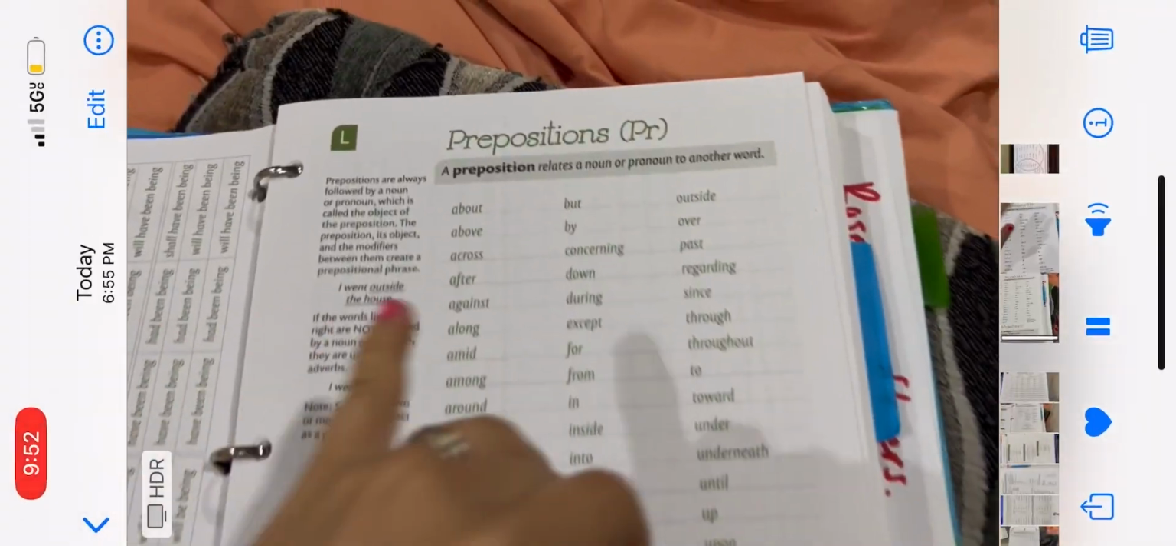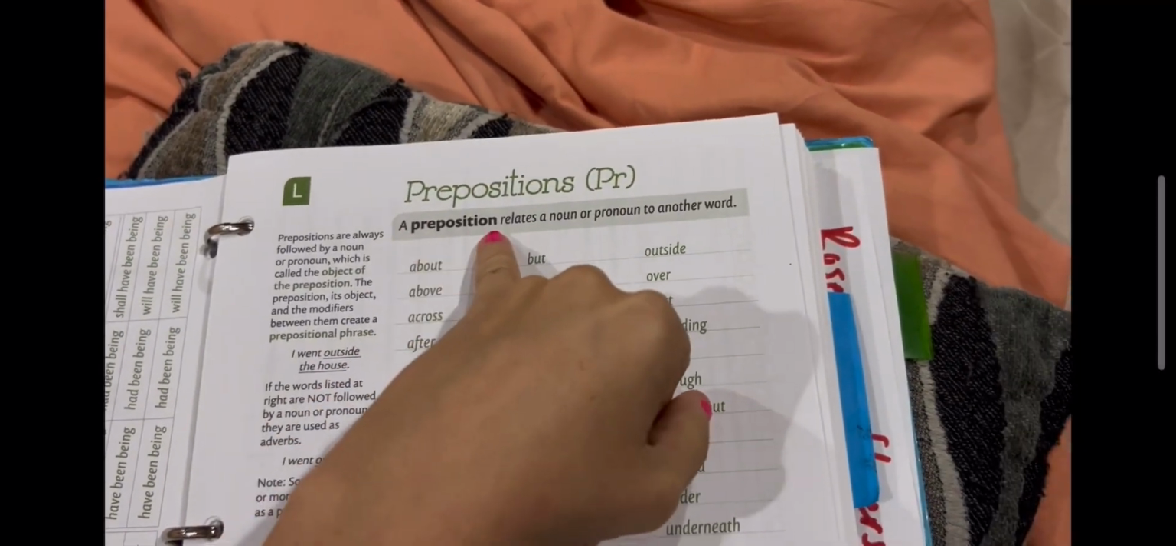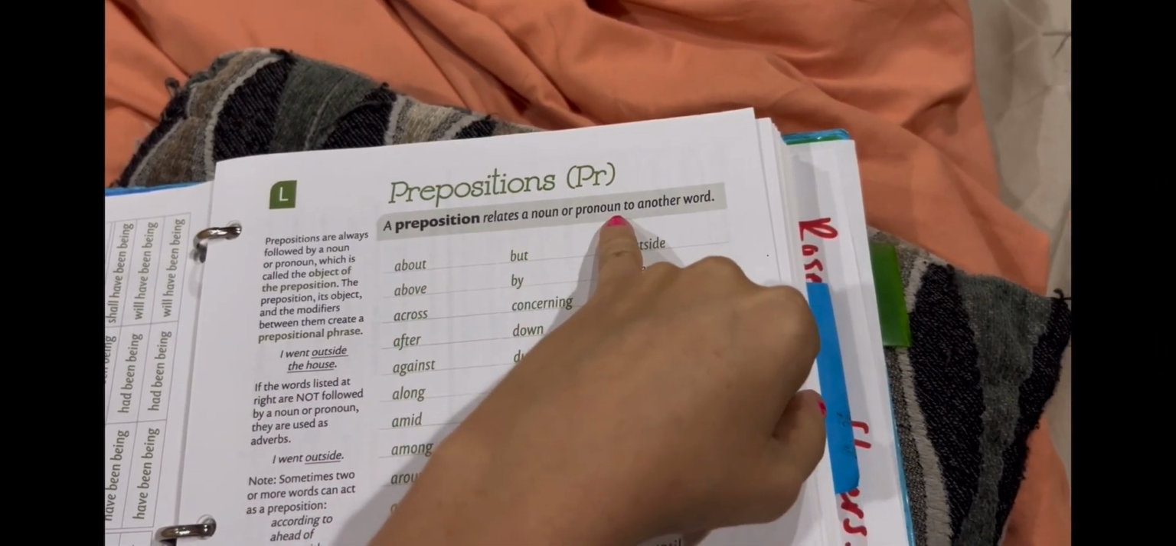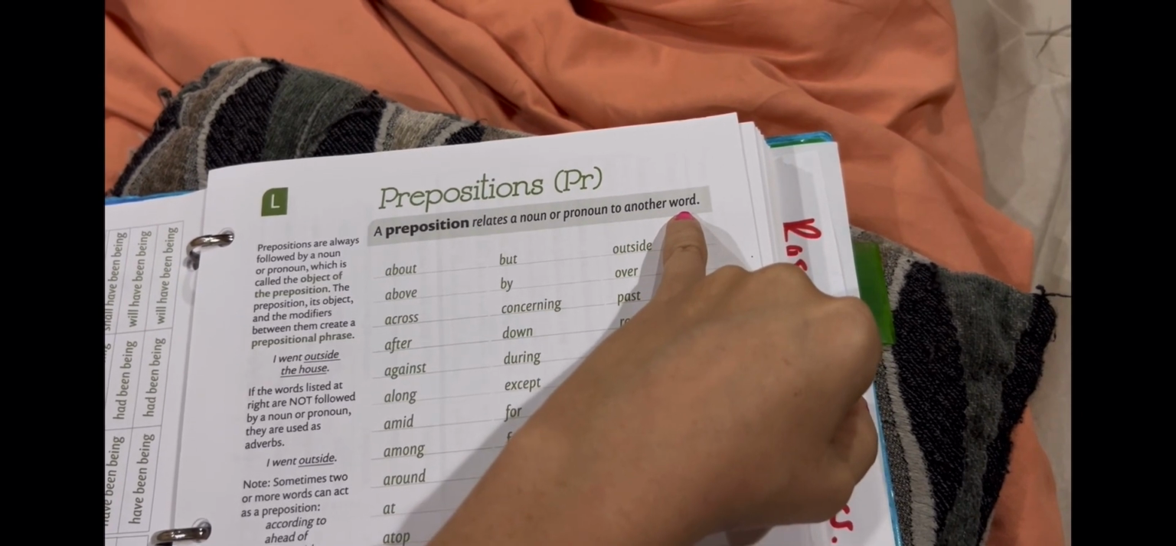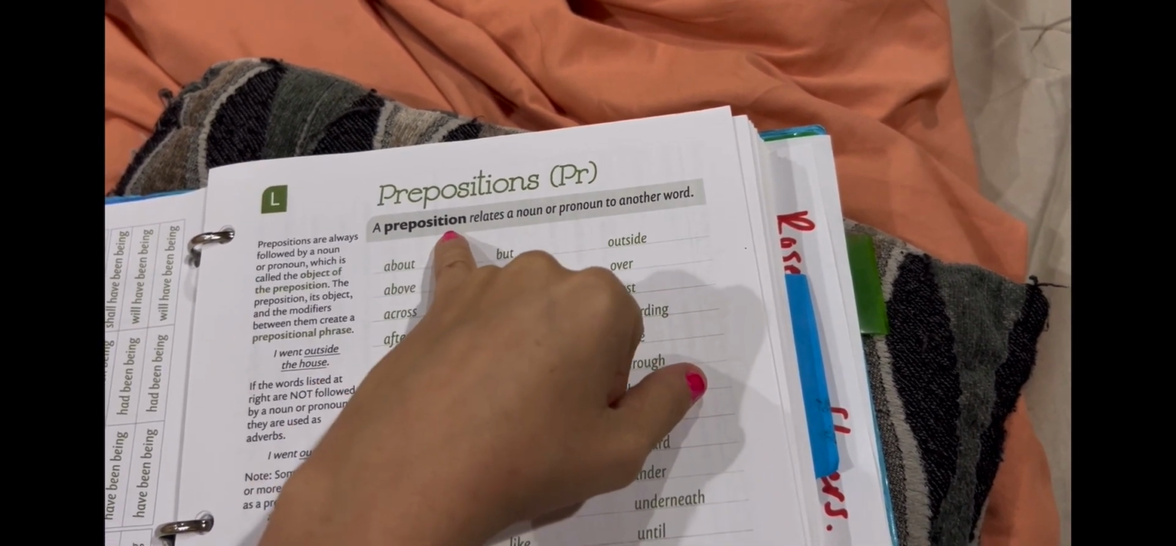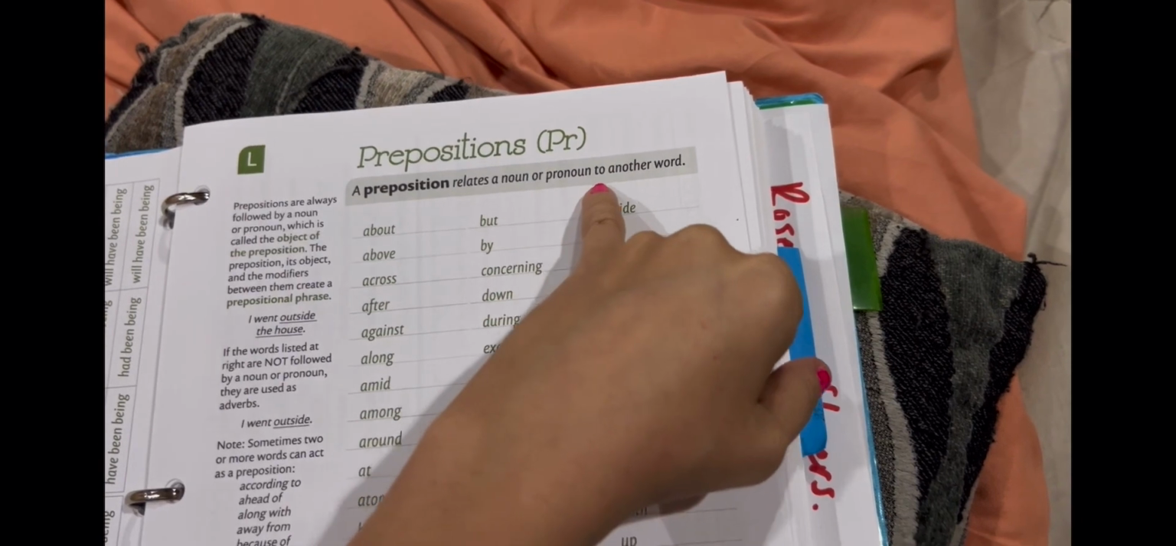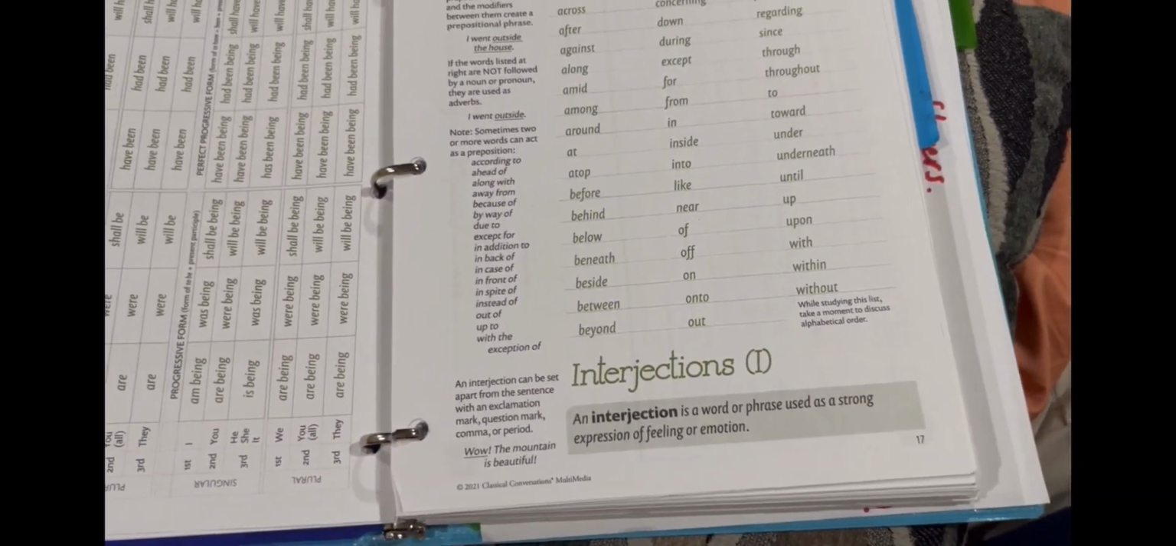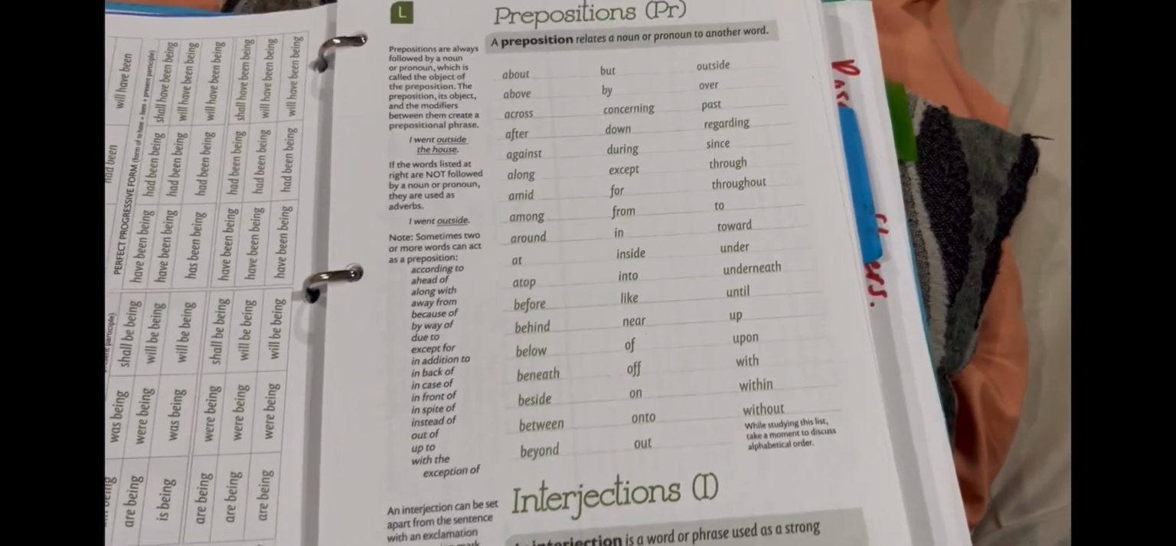Chart L. A preposition relates a noun or pronoun to another word. A preposition relates a noun or pronoun to another word. But, by, at, to.